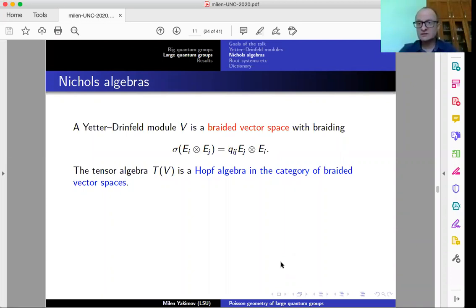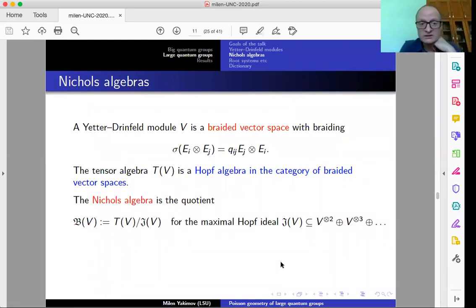Here's my Serre relation of type B2. Here's how it looks. They're all special cases of this general machinery of Nichols algebras. So if I start with a Yetter-Drinfeld module V, it's a braided vector space. In other words, it has an operation that flips the two coordinates, but it places this extra scalar Qij in front. And then the tensor algebra of V is just a free algebra on the vector space V. It happens to be a Hopf algebra in this category of braided vector spaces.